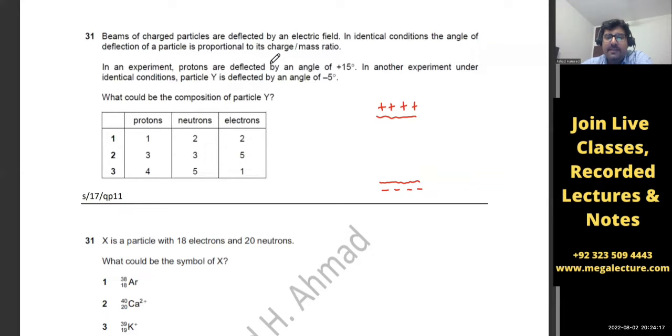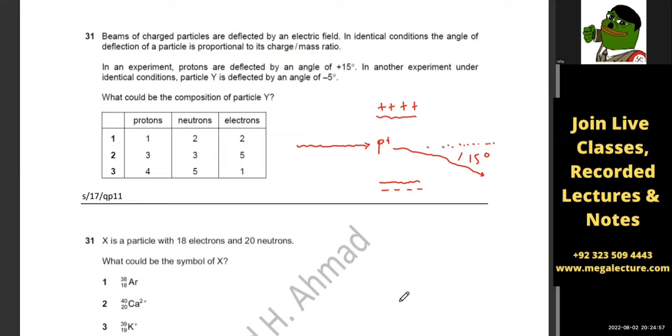In an experiment, protons are deflected by an angle of 15 degrees. So imagine protons are moving between the plates and they're deflected by an angle of 15 degrees, downwards. Normally they were supposed to go straight, but right now they're making an angle of 15 degrees. Is that clear?